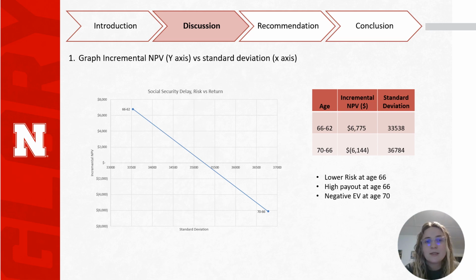This is a huge difference, and it means that retiring at 66 will give you a better monetary outcome than retiring at age 70. We can also see the standard deviations here. So for retiring at age 66, the value is around $33,500 versus at age 70, it's around $36,700. The lower standard deviation is what you want. So in this aspect, retiring at age 66 would also be more beneficial than age 70.